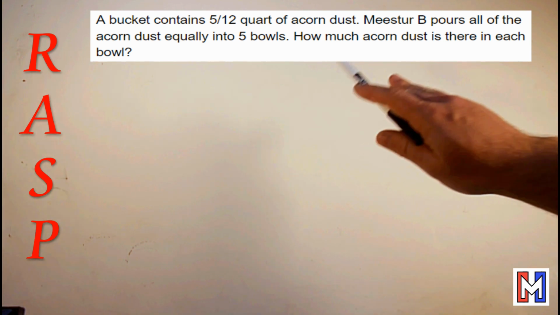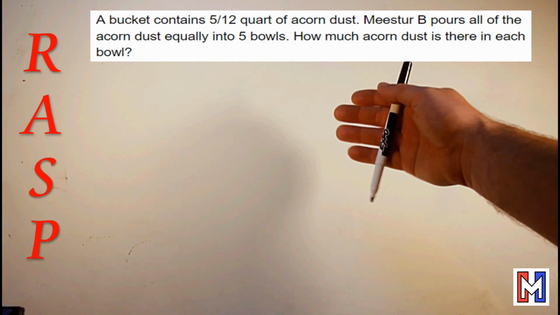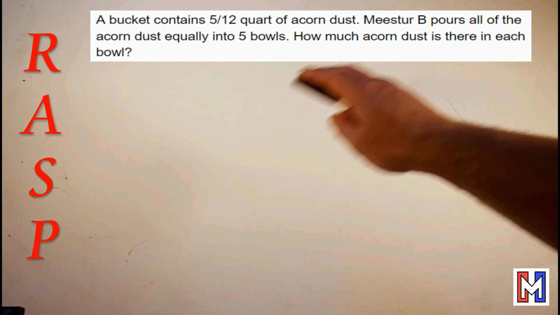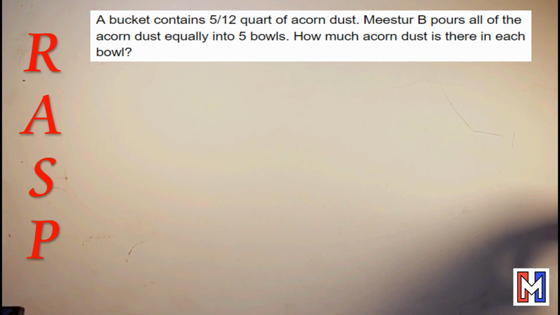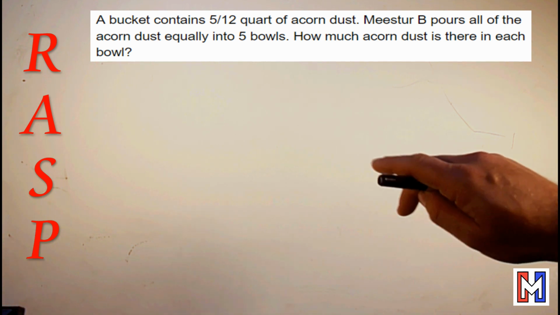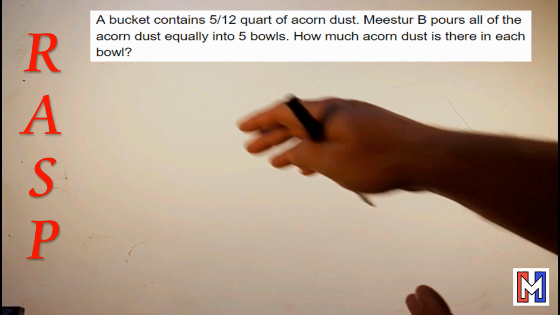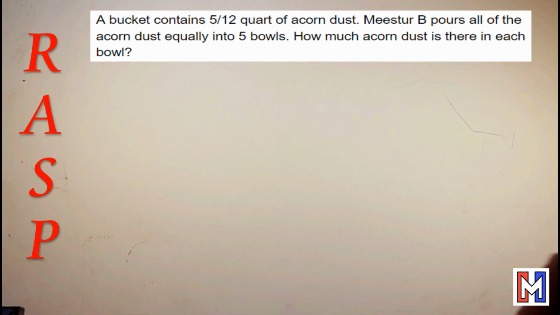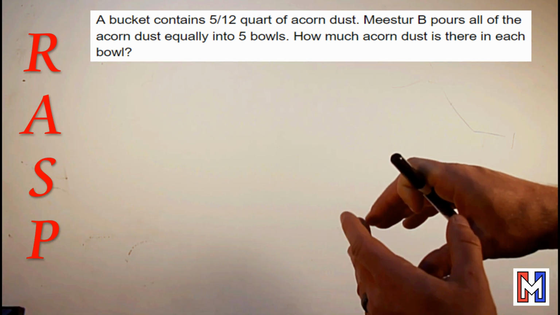A bucket contains 5/12 quarts of acorn dust, all right? So that's what we're starting with, 5/12 quarts. Mr. B pours all of the acorn dust equally into 5 bowls. How much acorn dust is in each bowl? All right, so right there I'm also noticing equally. That's a key term. And you might be like, why, Mr. M? Why is that a key term? Well, because it describes how we're breaking something up into groups.